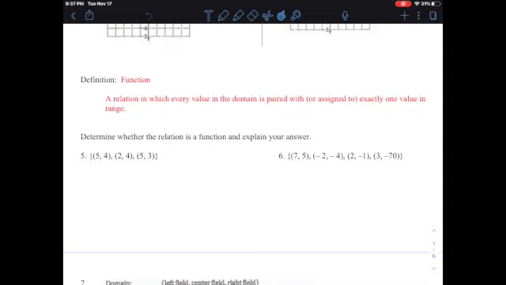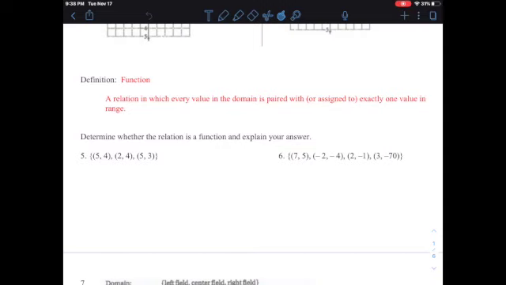So what is a function? A function is a relation in which every value in the domain is paired with or assigned to exactly one value in the range. So therefore, an easier way to remember: the domain cannot show up more than once. So think about this. X cannot show up more than once. Y could, but not X.